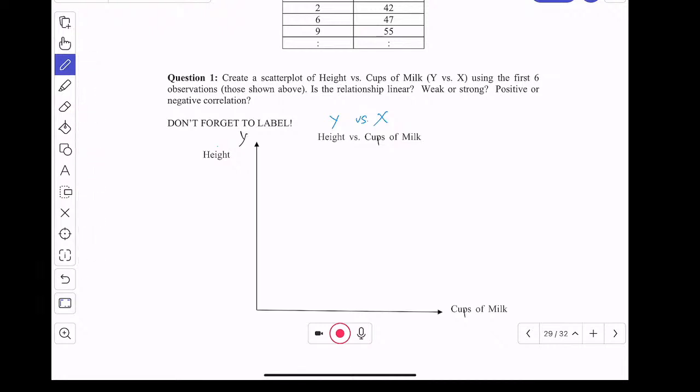And what we're implying here, even though we haven't proved it with an experiment, it's just observational, but we're implying by putting x as cups of milk and height as the y, we're implying that drinking milk leads to a taller height. But to prove that would require a randomized controlled experiment, or random comparative experiment.